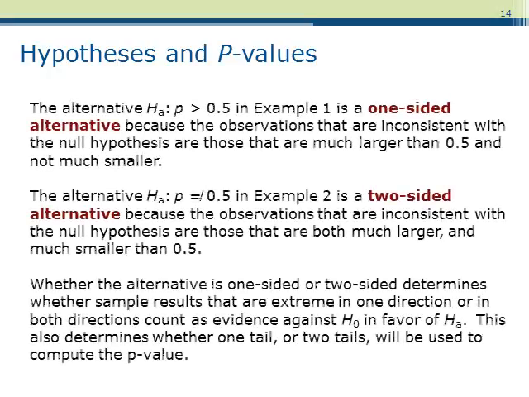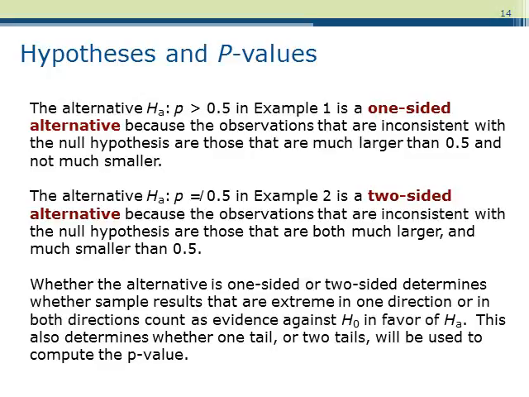The alternative hypothesis that p is greater than 0.5 from example 1 is an example of a one-sided alternative. This is because the observations that are inconsistent with the null hypothesis are those that are much larger than 0.5. We are not considering the observations that are much smaller. The alternative that p is not equal to 0.5 from example 2 is an example of a two-sided alternative. This is because the observations that are inconsistent with the null hypothesis are those that are both much larger and much smaller than 0.5.